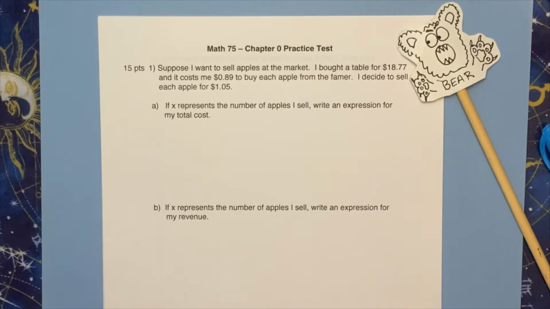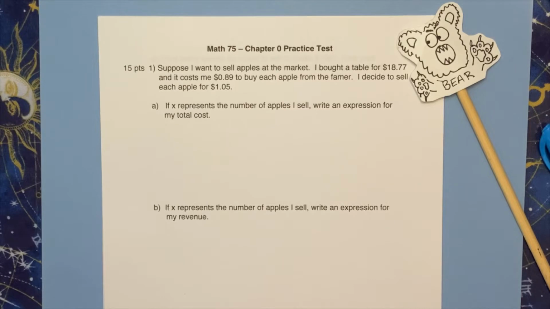Today we're going to be working with Square Bear to get the answers to the Chapter 0 practice test. Remember, when you take the practice test, you can use all of your notes. It's open book, but when you take the actual test, it's going to be closed book, closed notes. But this practice test should help you prepare. So let's go ahead and get started. The first problem is worth 15 points out of 50.